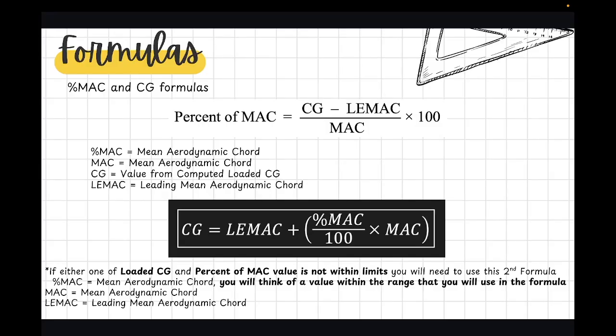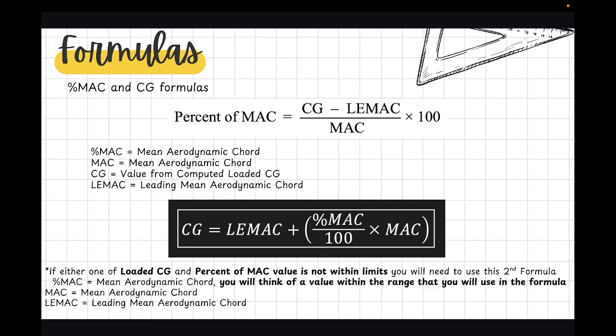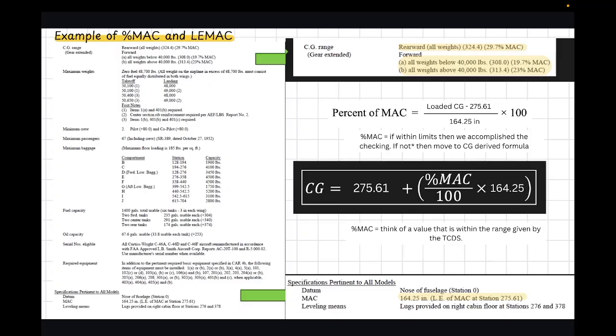Now, this is where we differ a bit. Since in the CG formula derived from Mach, the given percentage Mach is for the solver to decide. Meaning, you are the one who will think of what value to put, knowing that it is within range. Okay, guys? So it is within range. That should be the value we put there. So, next is the example.